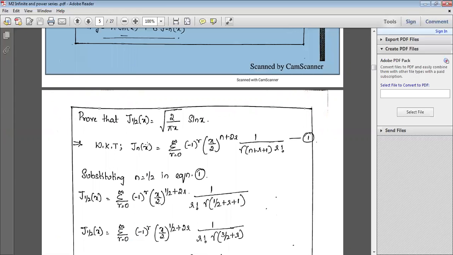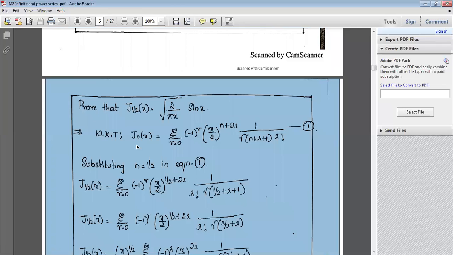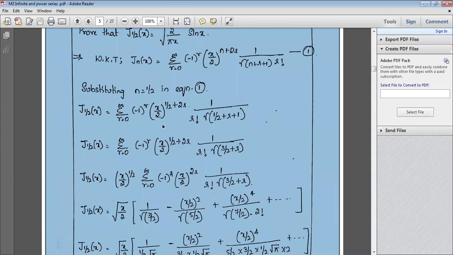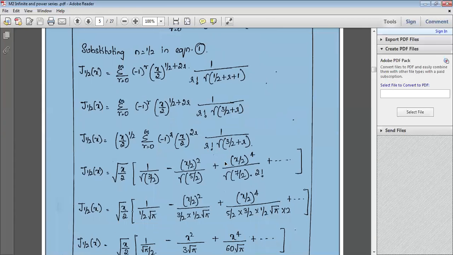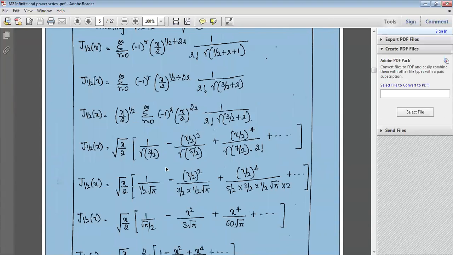See, another important derivation is J half of x is equal to square root of 2 by pi x into sin x. You know the form of Jn of x, we have just derived. So in the place of n, put half, and put all the values. Keep on simplifying the values here. Very, very important: minus 1 power r, x by 2 power of n plus 2r, divided by gamma. The summation r is equal to 0 to infinity is there. And substitute the value of r is equal to 0, 1, 2, 3, and you'll get these values.